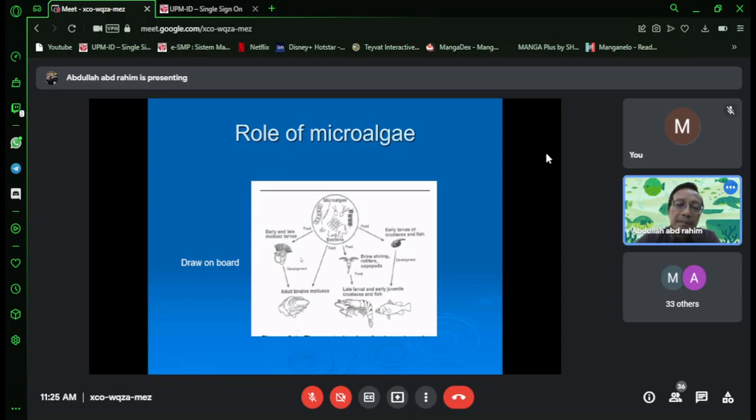Anyway, I will just go through quickly so that you understand what the roles of microalgae are in relation to aquaculture. Very important, in relation to aquaculture. There are many other roles outside there, but this is more in relation to aquaculture. Give me a second.